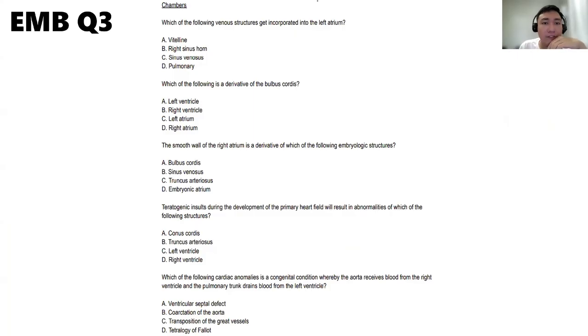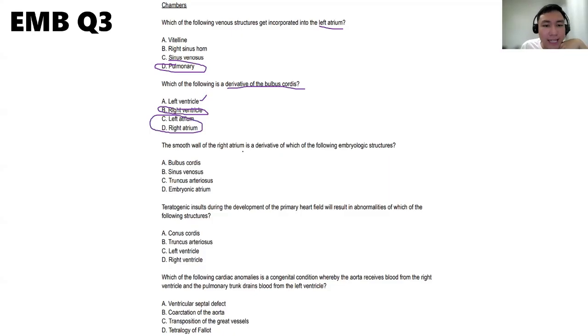Next. Which of the following venous structures get incorporated into the left atrium? So the left atrium, sabi natin, is formed by your pulmonary veins. So letter D. Derivative of the bulbus cordis. Ano nga ang bulbus cordis? That forms your right ventricle. Ano yung nag-form ng left ventricle? That's your primitive ventricle. Your left and right atrium are formed by your primitive atrium.